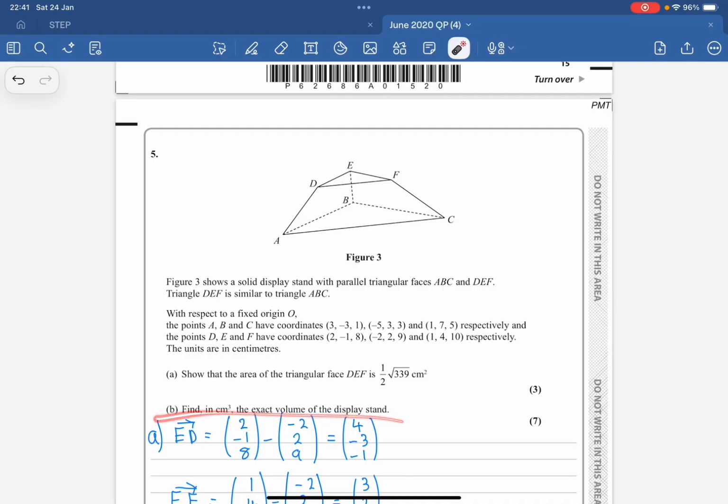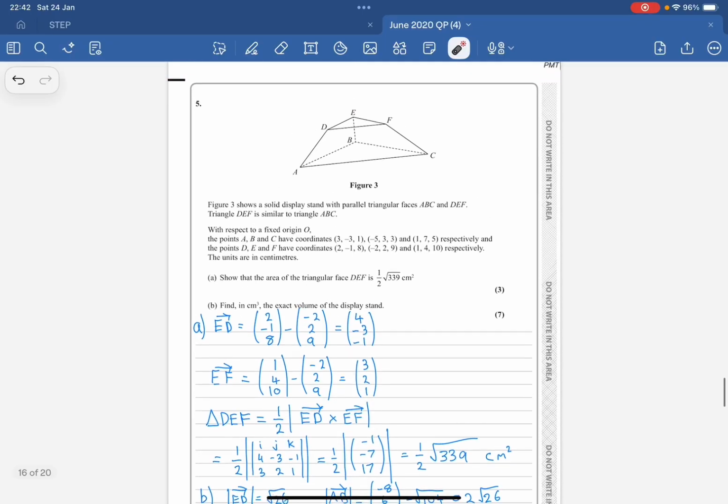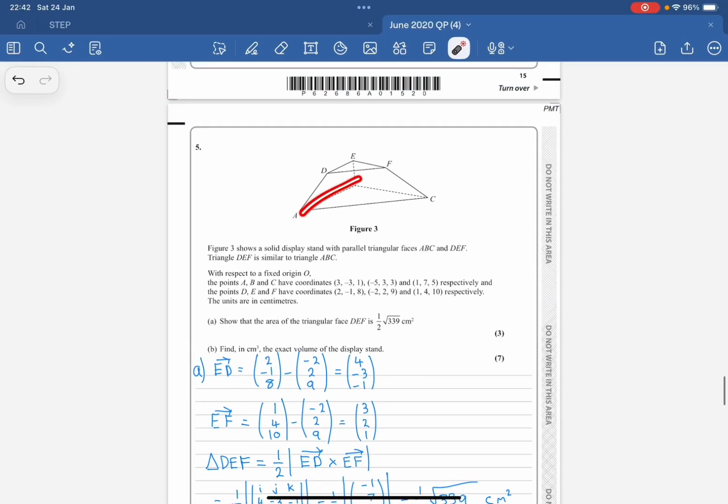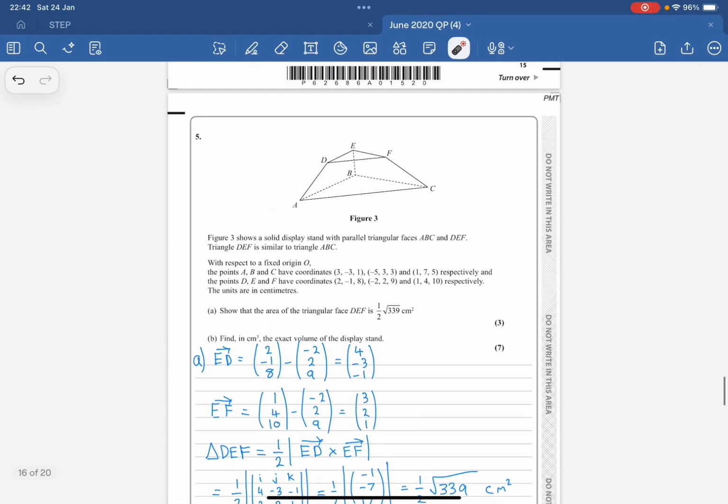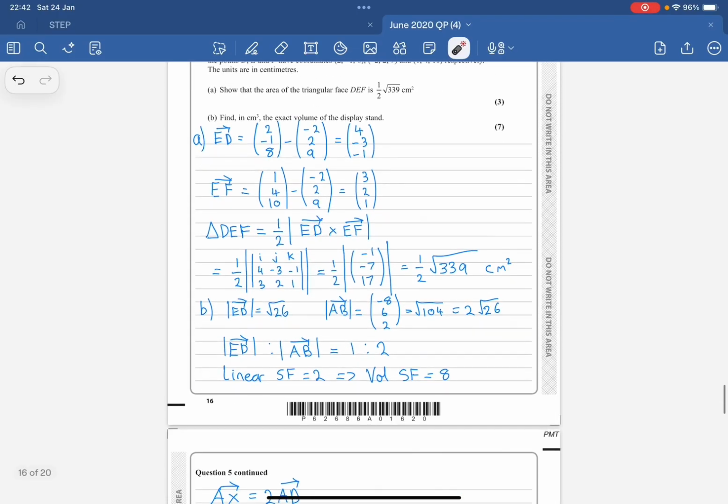Cool. So now for part B, we're asked to work out the exact volume of this display stand. And what you might notice is this is just a tetrahedron with the top section removed. So if we were to work out the volume of this tetrahedron, as if this side was there, and then work out what's missing, then we can work out the volume of the shape. So first thing to do is work out the scale factor between AB and DE, because these are obviously two similar triangles. So the magnitude of ED, or DE, is root 26.